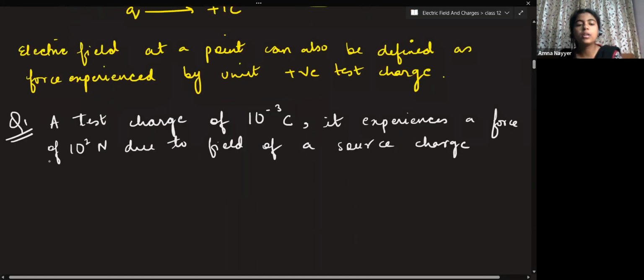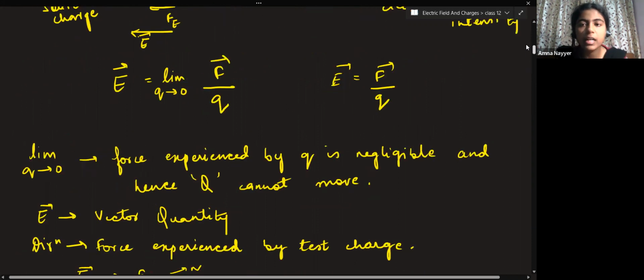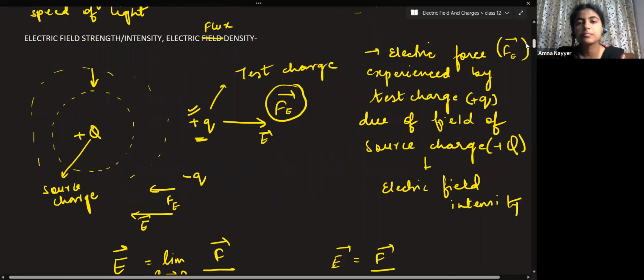Now you have to calculate the magnitude of electric field because of this charge. So just do one thing. First, note down all these points, and when you are done, then write down the question. Just copy it down.